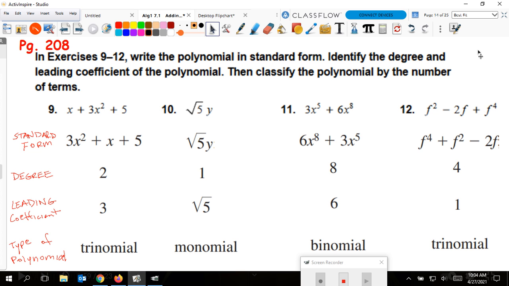All right, so not too hard, just to identify some of these things. We definitely always want to put them in standard form. That's the best form to see these polynomials in. All right, let's move on to our next part here.